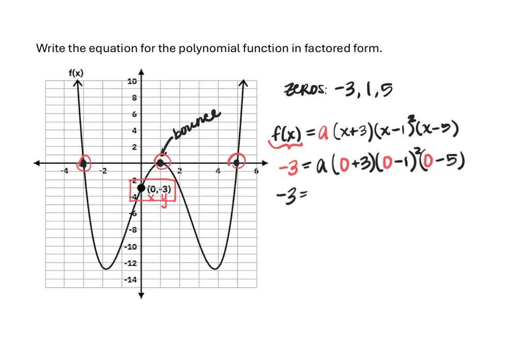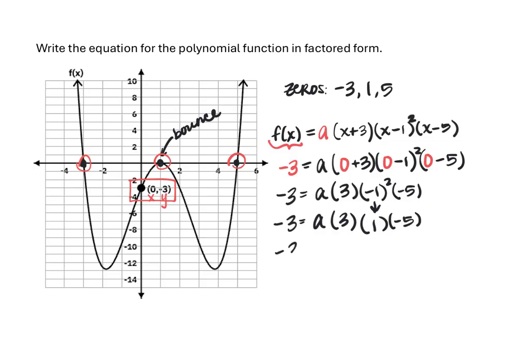And then we're just going to simplify all of these parentheses. So 0 plus 3 is 3. 0 minus 1 would be -1, but when we square that, we're going to really end up with a +1. And 0 minus 5 is -5. So again, we're just using the point that we've been given so that we can solve for the unknown leading coefficient, which is the a value.